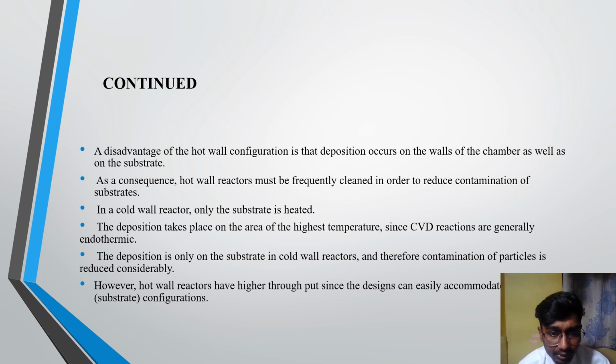In a cold wall reactor, only the substrates are heated. Similarly, there are three points as follows. You can see here the deposition is only on the substrate in the cold wall reactor, and therefore the contamination by particles is reduced considerably. However, the hot wall reactor has the higher throughput since the designs can be easily accommodated in the configuration.